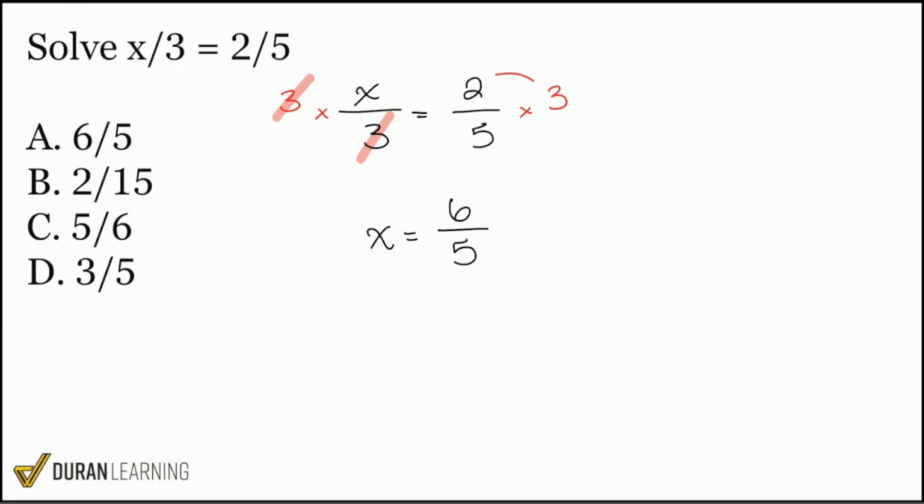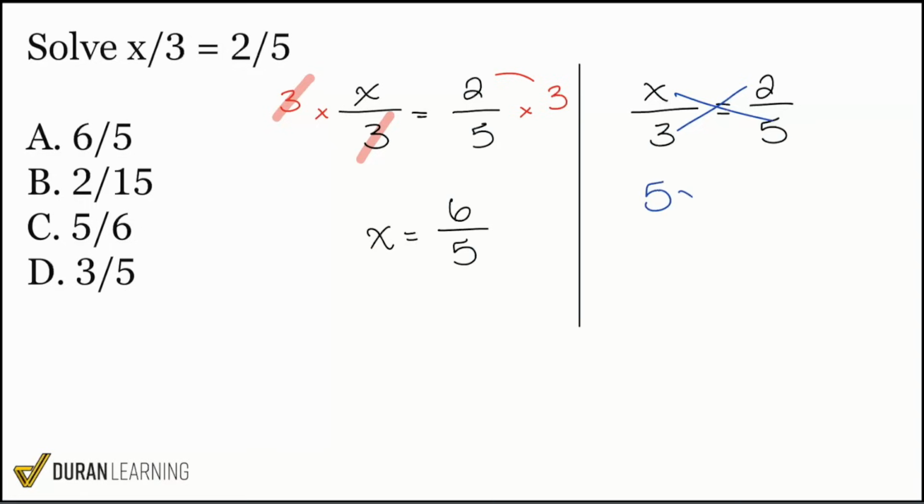Now, before we continue, I want to show you that there is another way to do this. If you wanted to cross multiply, you absolutely could, because this is absolutely in the form of a proportion. So if we looked at it like this, x over 3 equals 2 over 5, you would get the same exact result. Take a look. I will cross multiply 3 times 2 and x times 5. So we have 5x equals 6.